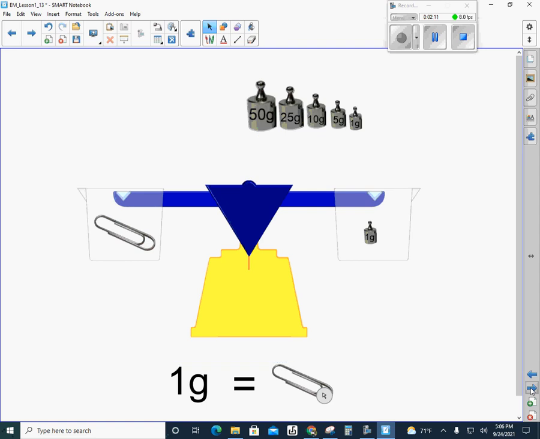I need you to really remember that, because if I say to you that something weighs 20 grams, I need you to know about what that feels like. You would think, well, I know that 1 gram is about a paper clip, so if it's 20 grams, it's about 20 paper clips. That'll give you a reference of about how much something weighs.